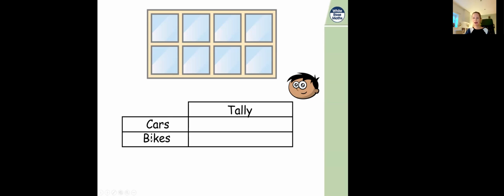So Teddy's going to look out of his window, and every time he sees a car go past, he's going to put one line to show one car has gone past the window. And if he sees a bike go by the window, he will do 1 mark, 1 tally in the bike row to show that he's seen 1. And then he's going to make a tally chart of what he's seen out of his window. Let's see how he gets on.